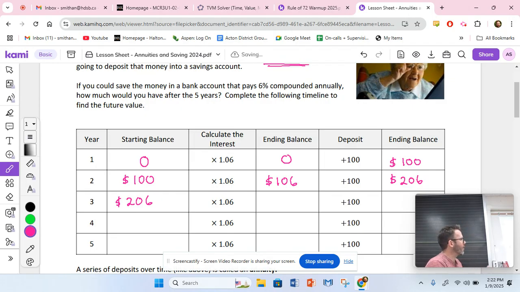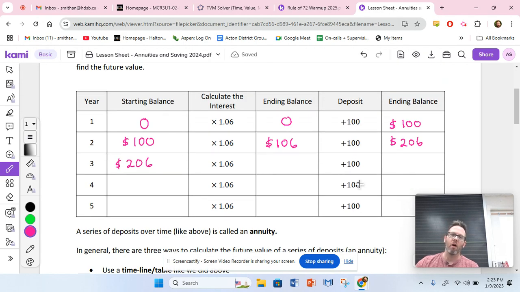So can you guys, for the next 3 years, this isn't overly complicated, find the interest and add it on by multiplying by 1.06, and then add the $100 that Granny gives you, and then we'll see how much we have after 5 years. A bit more of a realistic savings scenario. I'll do it along with you guys. I won't pause the video either. We'll just all suffer together and do these calculations.